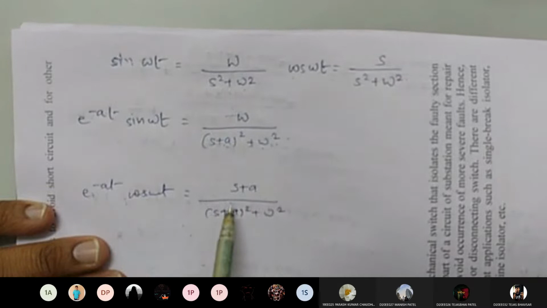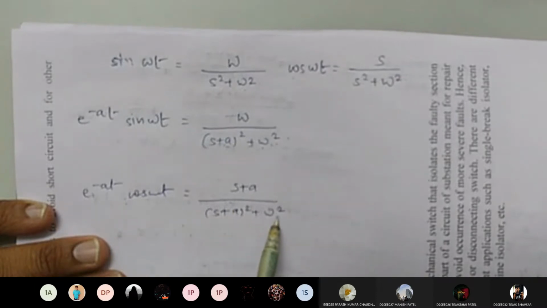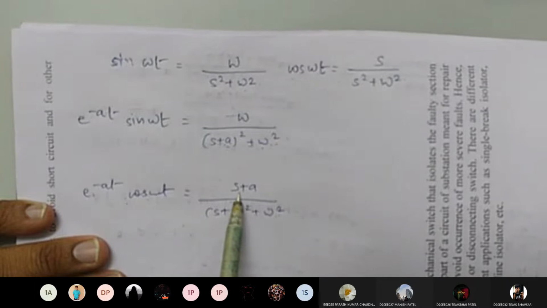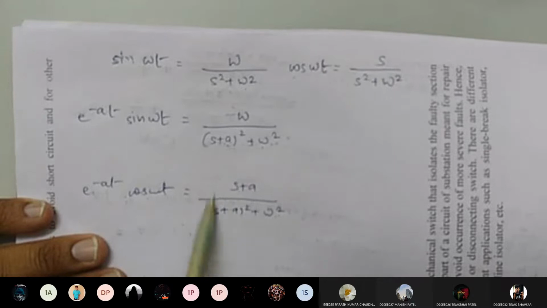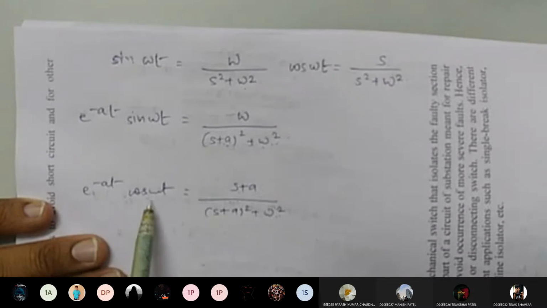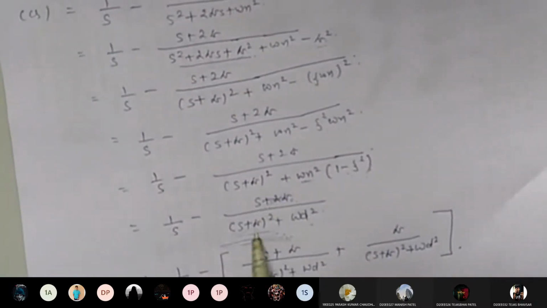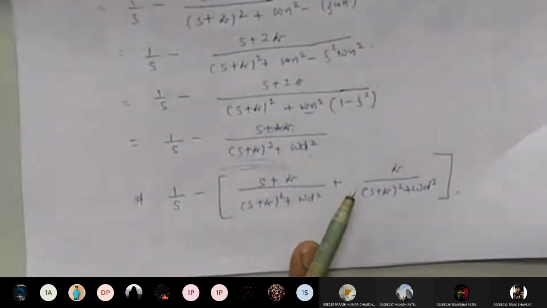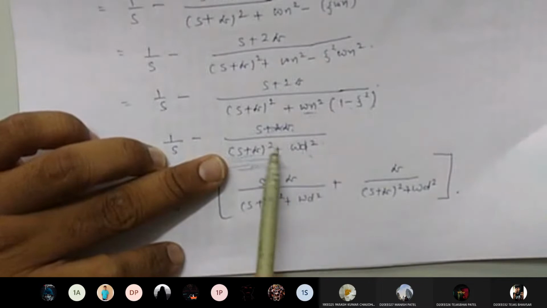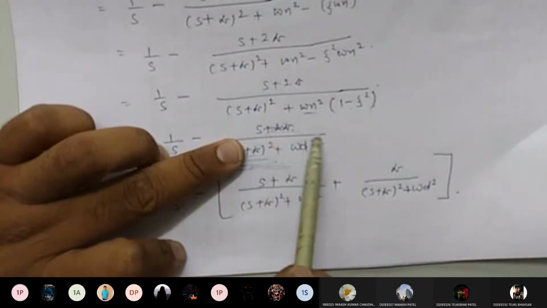And if it is s plus alpha as (s plus a) whole square plus omega square, on a numerator s plus a, the inverse Laplace of this is nothing but e raised to minus at cos omega t. So we need to make this into two terms because our terms will be like this. Here we have s plus 2 alpha, so either it will be s plus alpha or omega d. So what I will do, I will separate it out. We split s plus 2 alpha into two parts, s plus alpha and alpha.